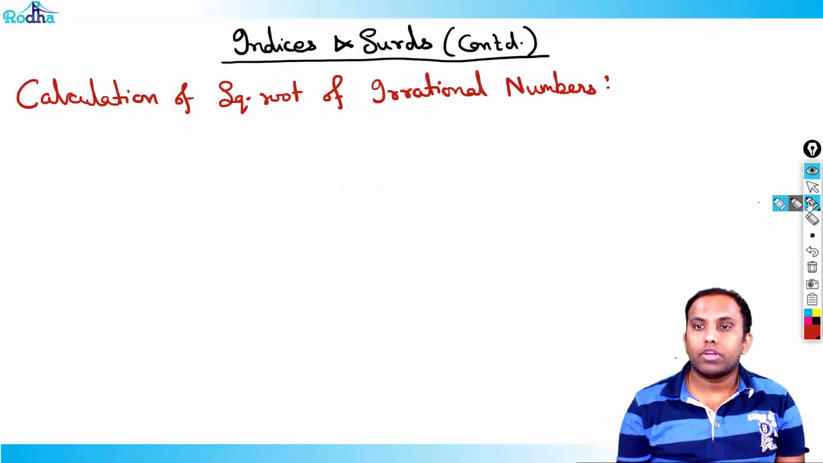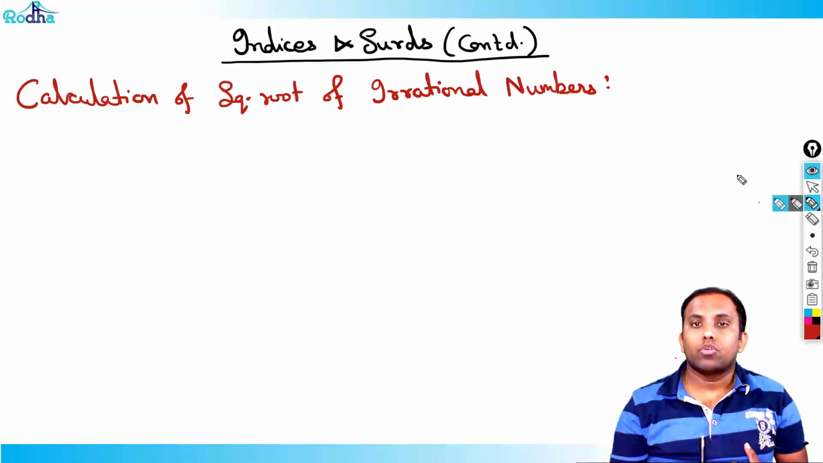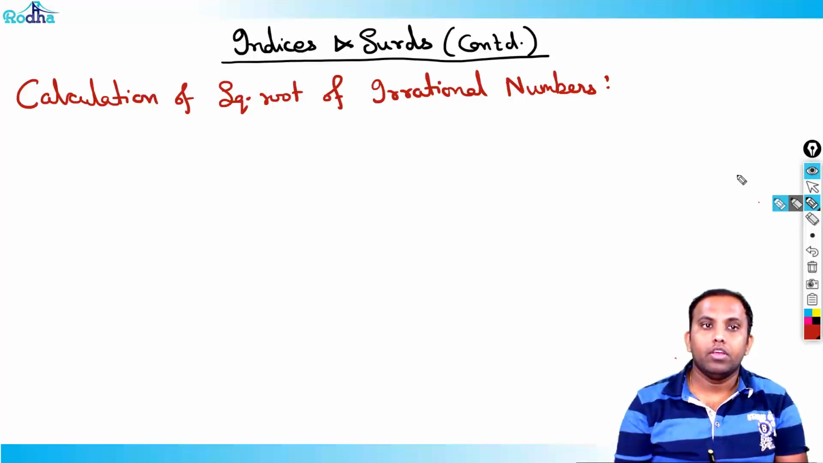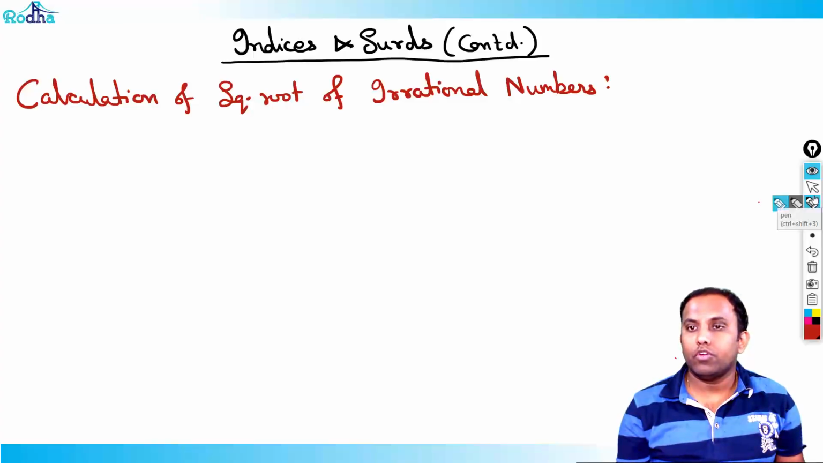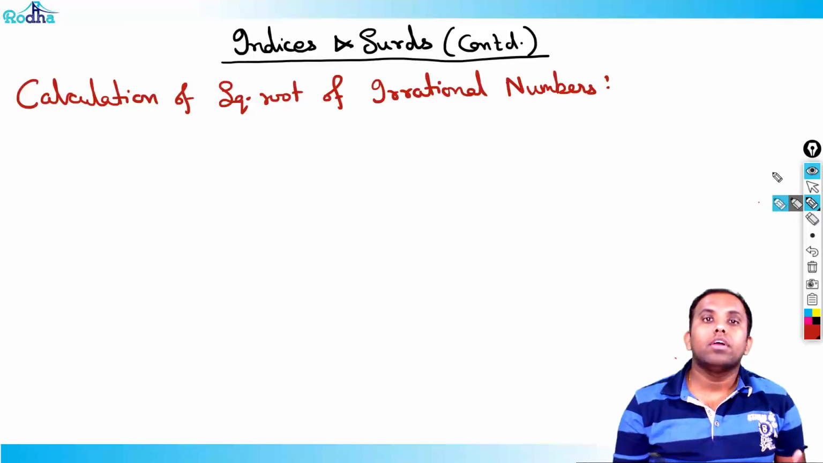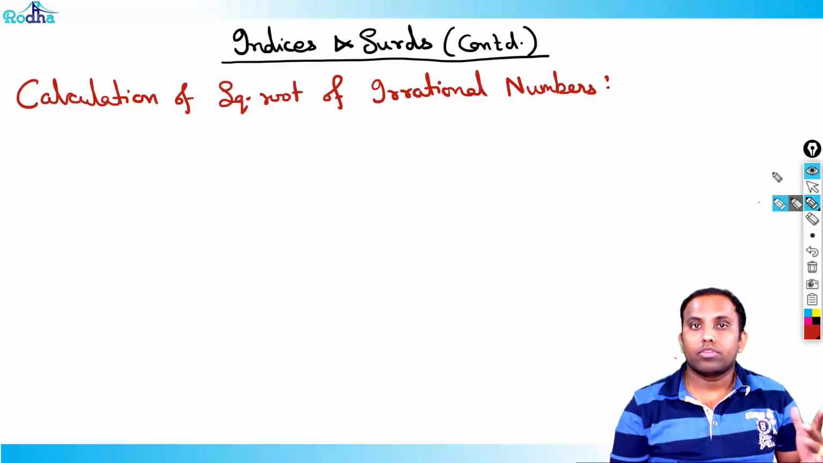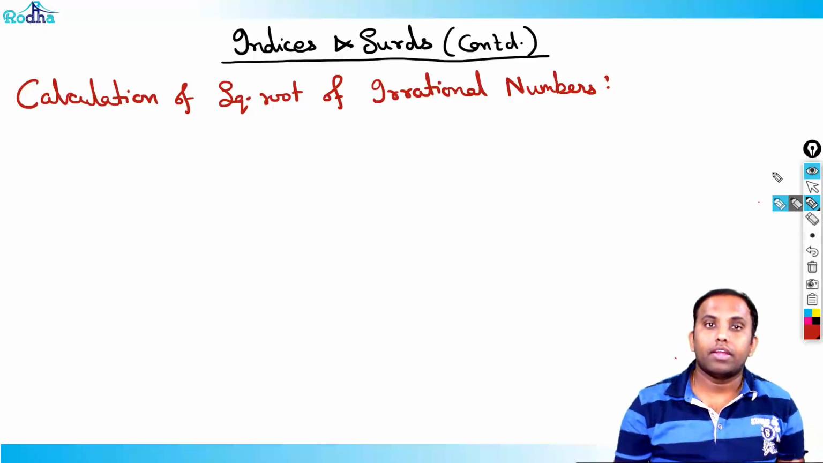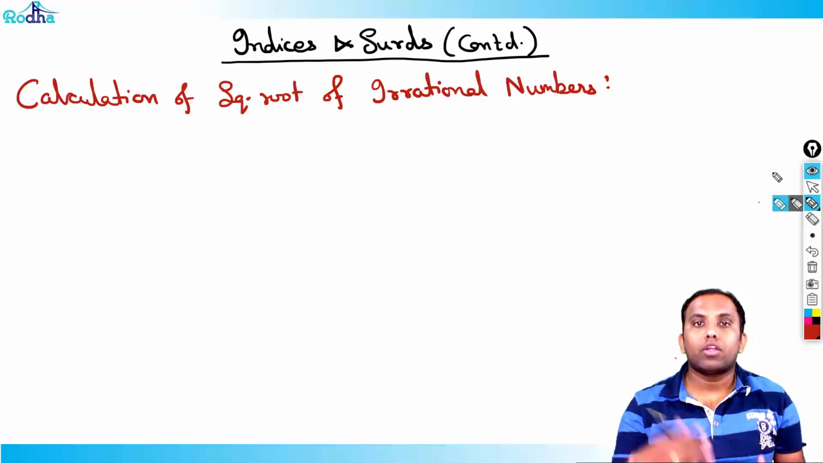So in this class we'll continue this calculation of square roots of irrational numbers or surds, right? Some surds, as we know, are irrational numbers. All irrational numbers are not surds, but all surds are irrational numbers, right? In the last video we saw calculating square roots of surds or irrational numbers of the kind where we could convert them to (a plus b) whole square and (a minus b) whole square, right? In this case we'll stretch a bit longer.